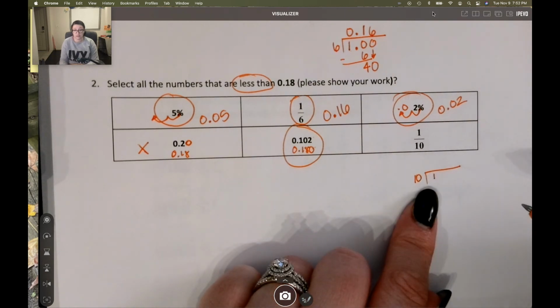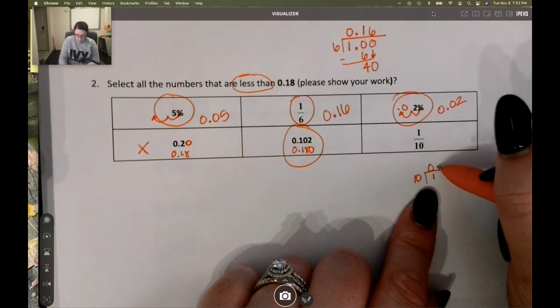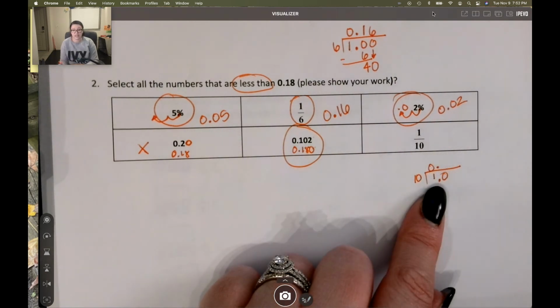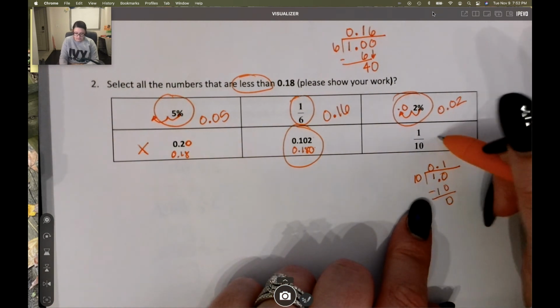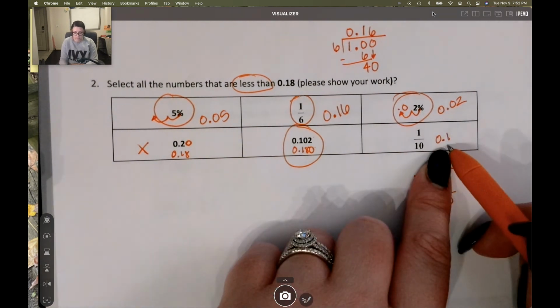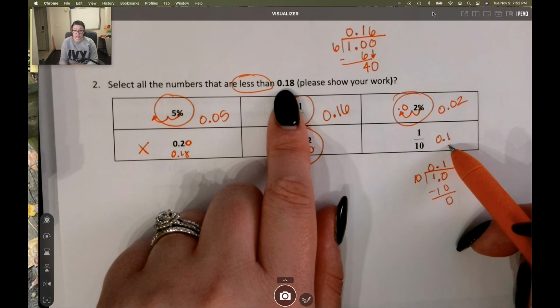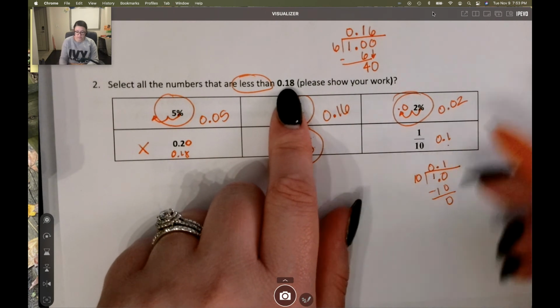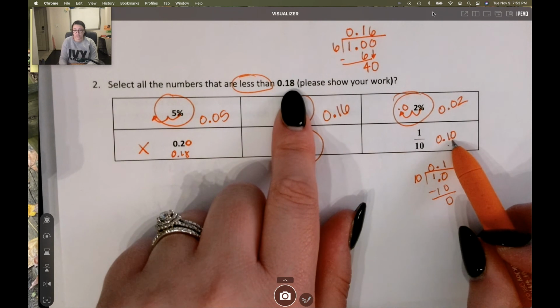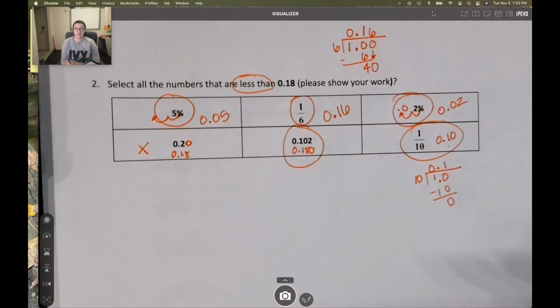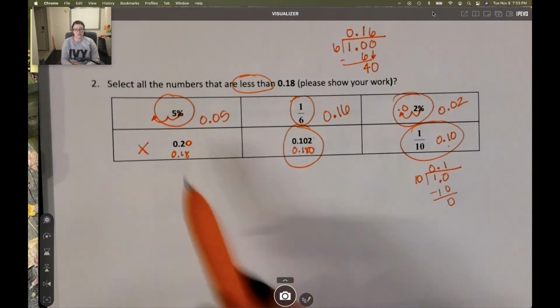And here, 1/10. Does 10 go into 1? Nope. Does 10 go into 10? 1 time. This is 0.1. Is 0.1 less than 0.18? If you're not sure, add the 0. Is 0.10 less than 0.18? It is. So we circled everything except for that one.